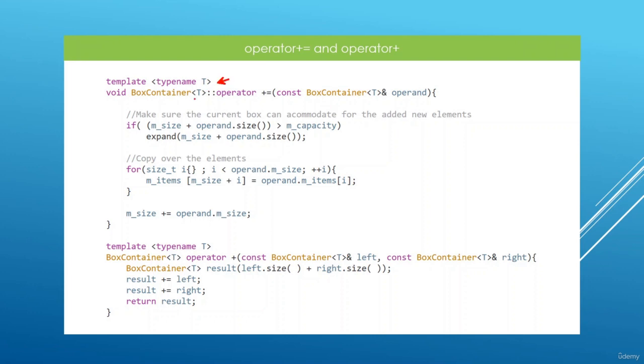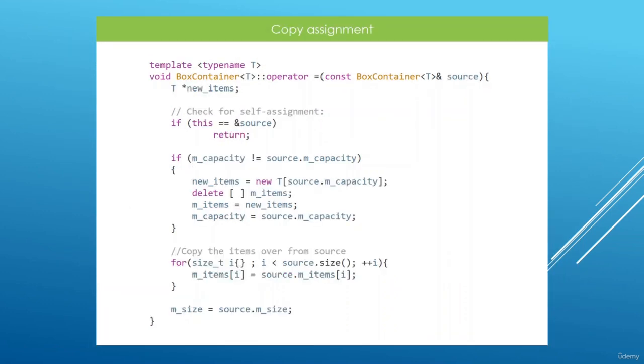So the template declaration is here, and we have our template type all over the place. We need to do this. And we do the same for our operator plus. Our copy assignment operator is going to look like this. Again, we have the same piece of data. If we need to mention the type, we need to do that through our template type here.